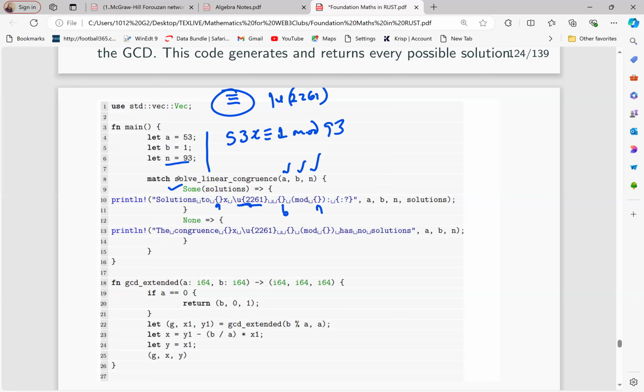If there is no result, that is, after finding the GCD, it discovers that the GCD cannot divide this number B, then it is supposed to print the congruence AX is congruent to B mod N has no solutions. That's what it's supposed to do.